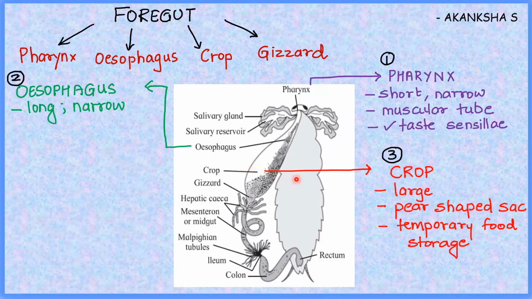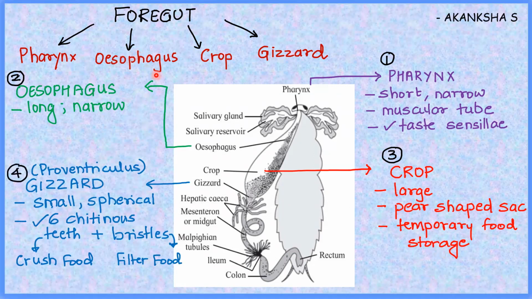Next, we have the crop. Crop is where things start getting serious. The crop is a place where food is stored. In the human body, food is stored and then digested in the stomach itself. But before the actual stomach of the cockroach, there is a small temporary storage unit called the crop. It's a pear-shaped muscular sac, and it stores food.